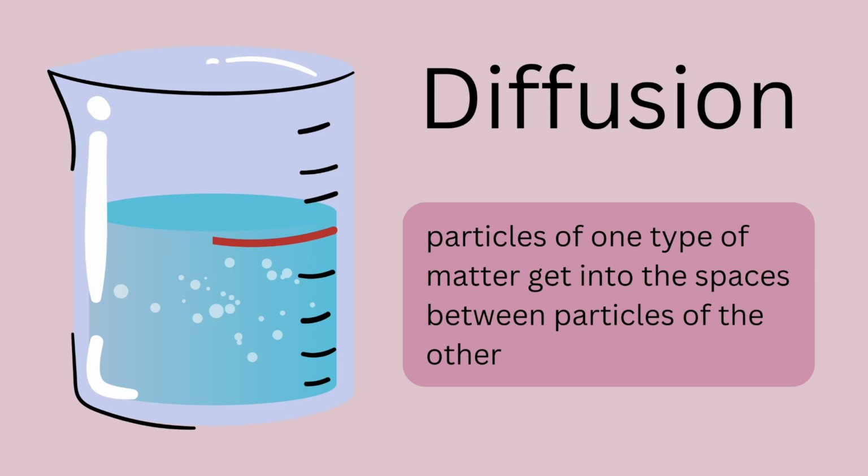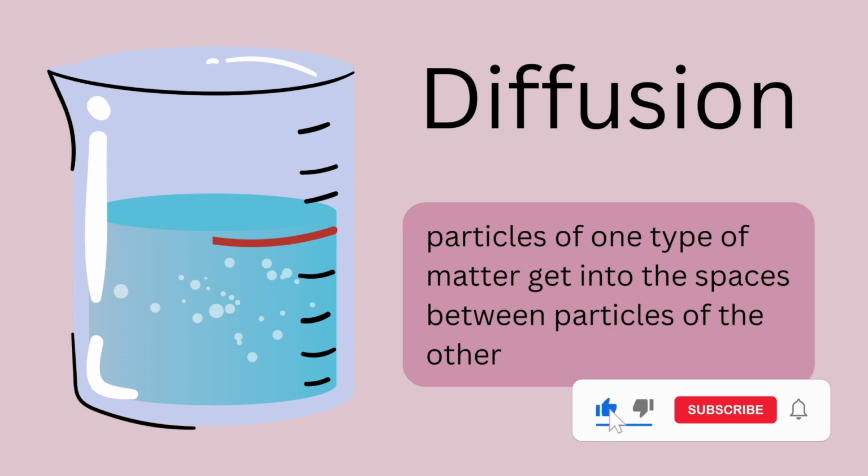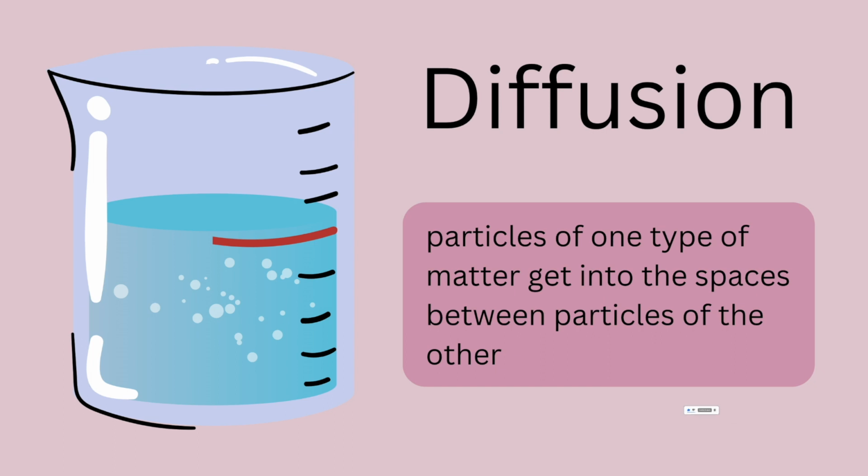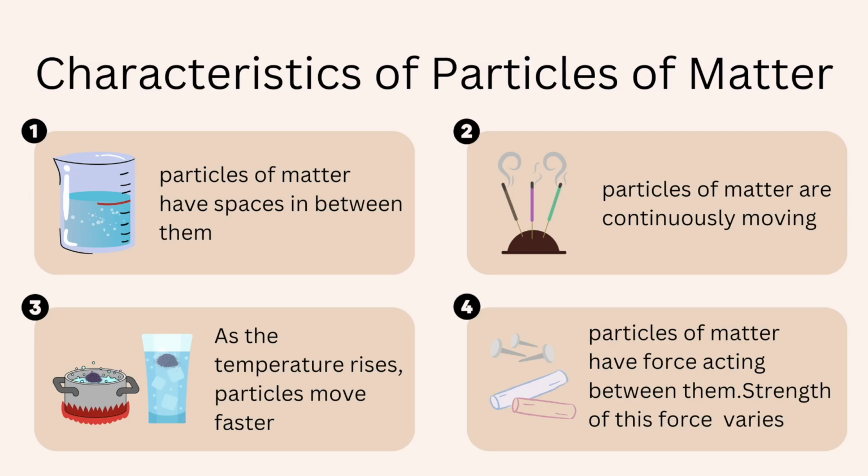Now diffusion. When particles of one type get into the spaces of particles of another type, we call this diffusion. An example could be dissolving a spoon of sugar in water. The sugar particles get in between the particles of water, and hence this can be an example for diffusion.